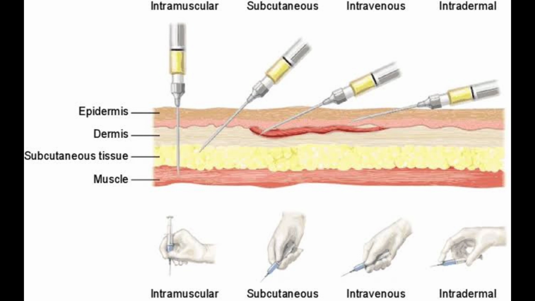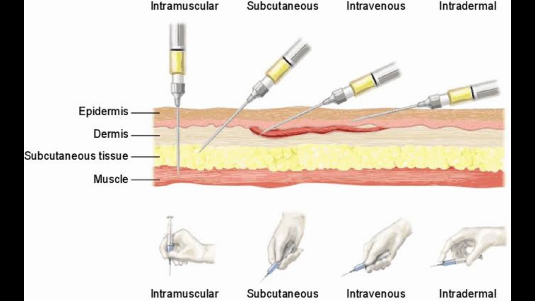Now I will name some local injections which are very less commonly used routes, that is intra-arterial route, intraperitoneal route, intra-articular route, intracardiac route, intrathecal route, intrapleural route. These are local routes used for the administration of drugs.